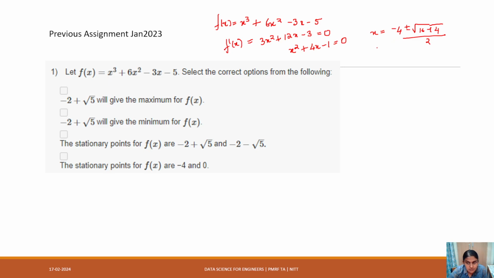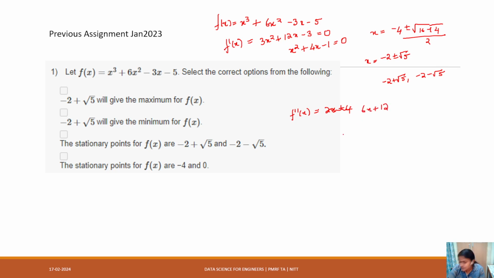A and B, one person is putting. Okay, we will see. Yeah, so the x values you are getting are minus 2 plus or minus root 5. That means minus 2 plus root 5 and minus 2 minus root 5. These are two values. Now we will find the maximum and minimum value. So f double dash of x will be 6x plus 12.